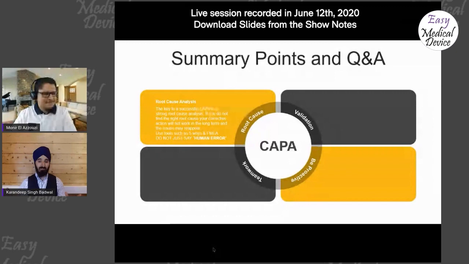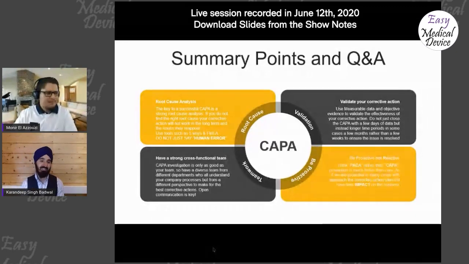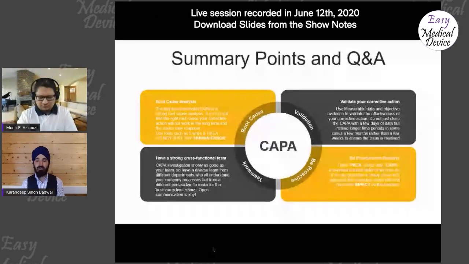Okay, so the most important one, and we've touched on it many times, we even gave a good example and a poor example, is the root cause analysis. That is the key here. Get your root cause analysis right, because that will solve a lot of problems for you. So the key to a successful CAPA is a strong root cause analysis.